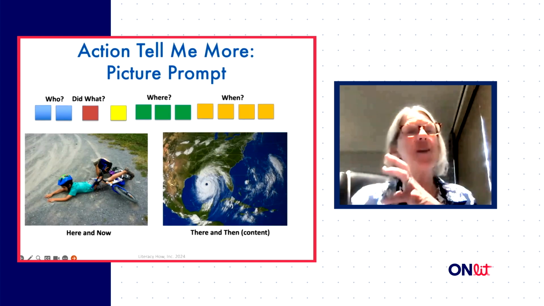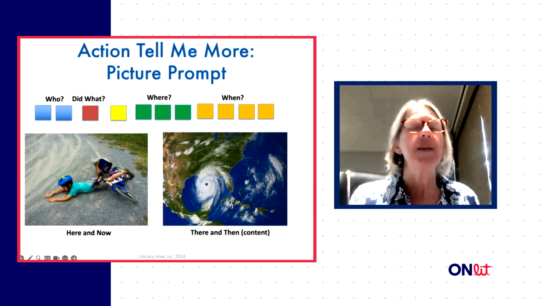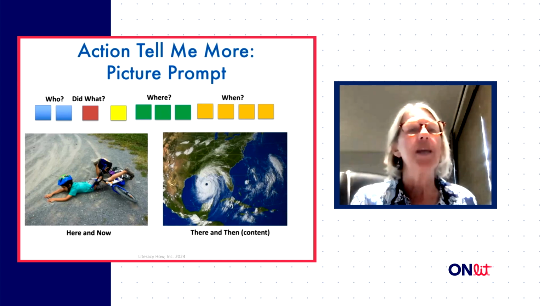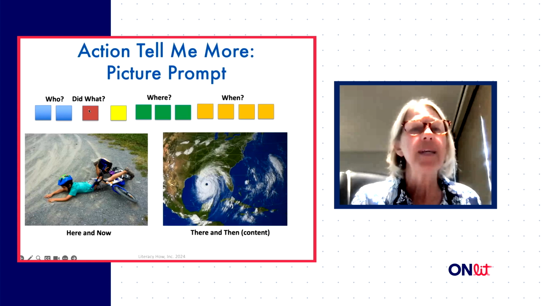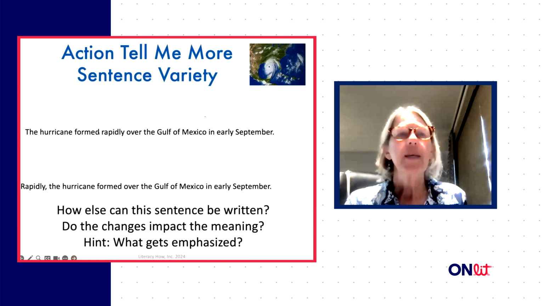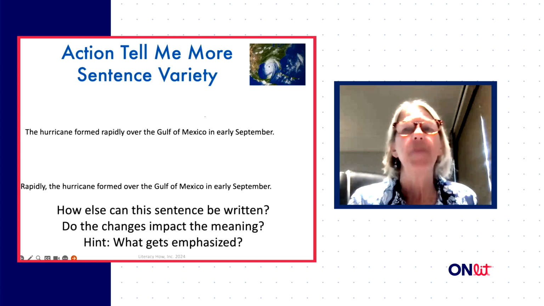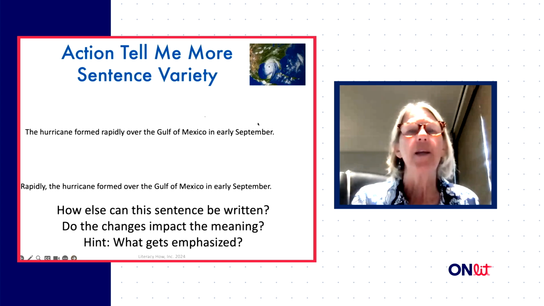And we can use sticky notes. We don't need to put words on these. If we're doing this activity with a first grader, we don't need to write the words down. We can just have these sticky notes function: the boy fell, and then each sticky note represents the answer to the question, where or when. And the reason for doing this is sentence variety. We have this: the hurricane formed rapidly over the Gulf of Mexico in early September.